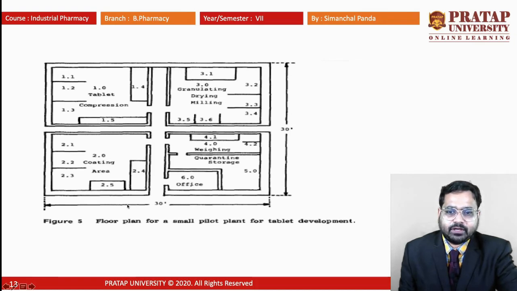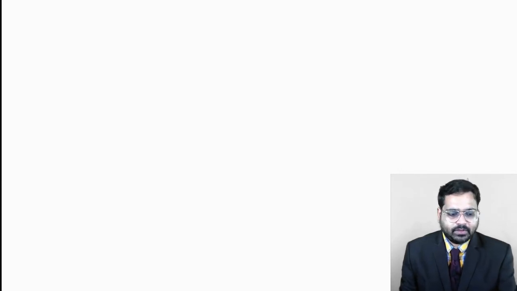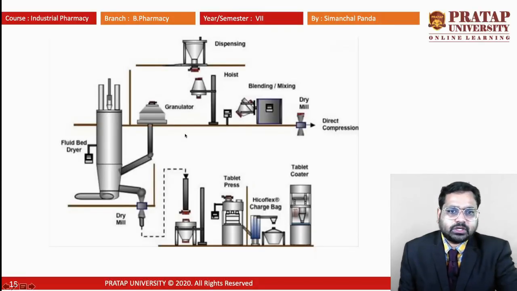They have gone for 3 into 3, and these are the basic design, and according to the ratio it can be changed, and it will depend upon the small scale or large scale environment. So the next one, this example has been given for granulation and tablet compression.